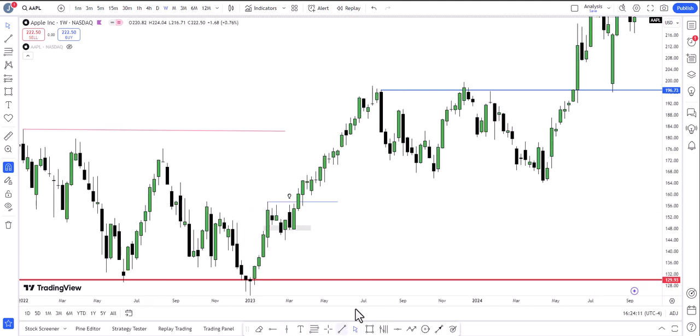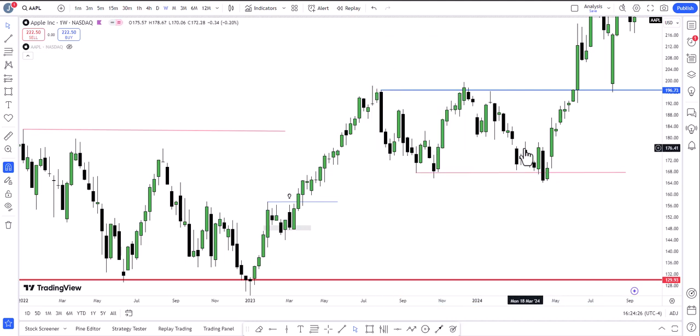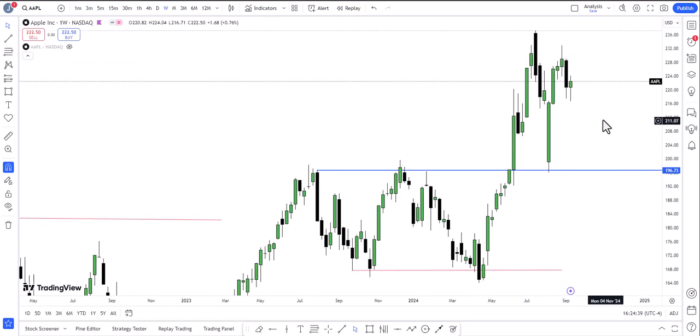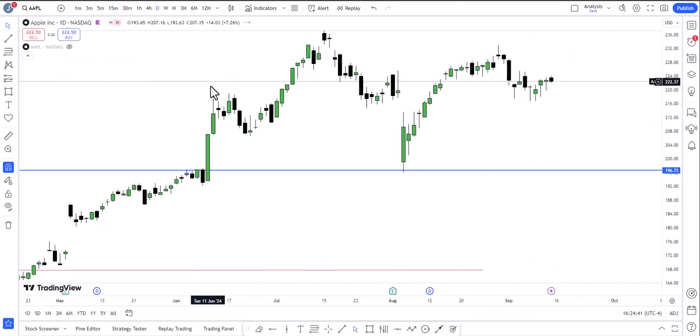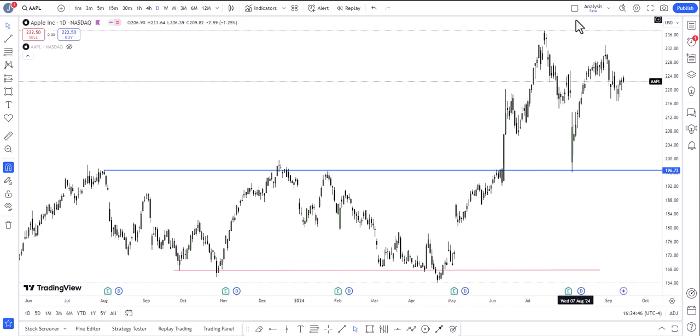Then you have over here, actually I'm going to put that there. Turtle soup there. See the way it goes right under it, kind of bounces off of that, reverses. And look at that, straight up.